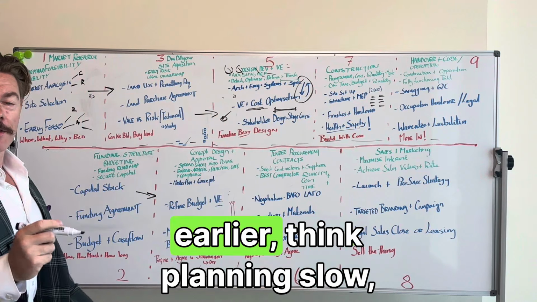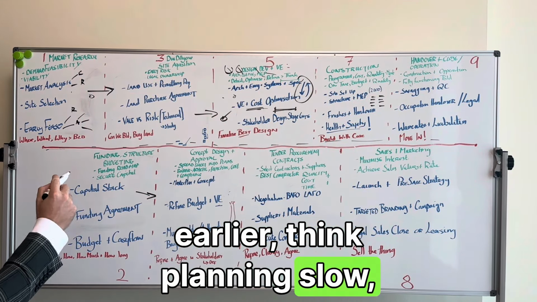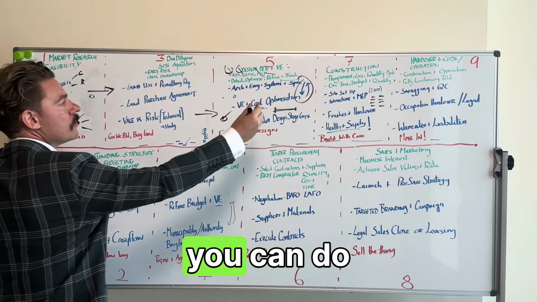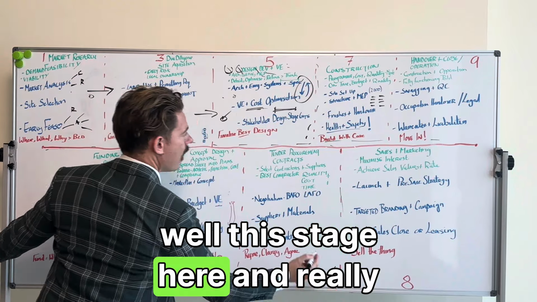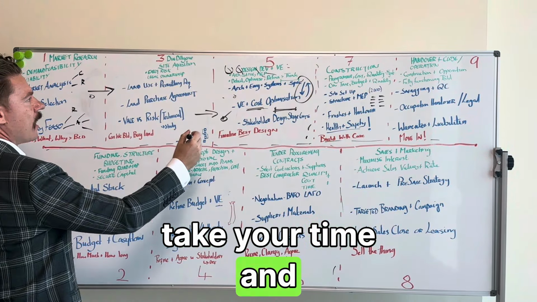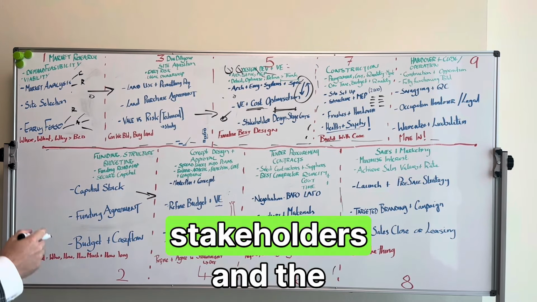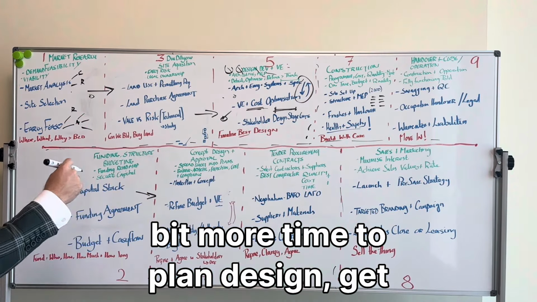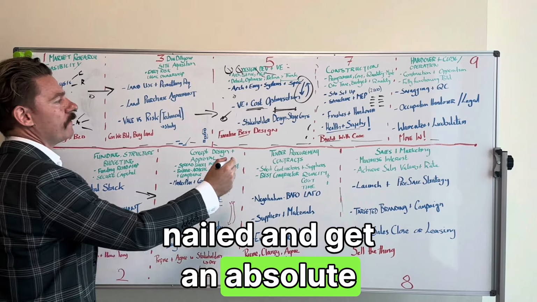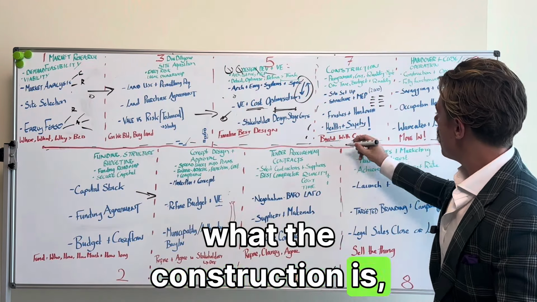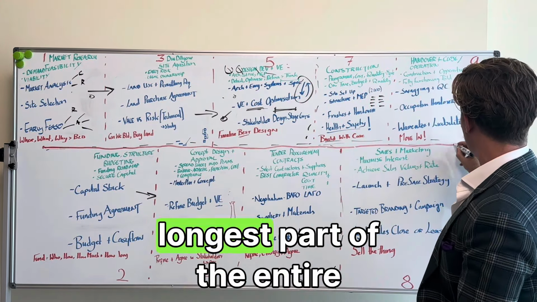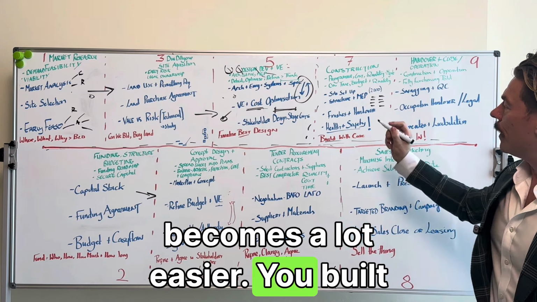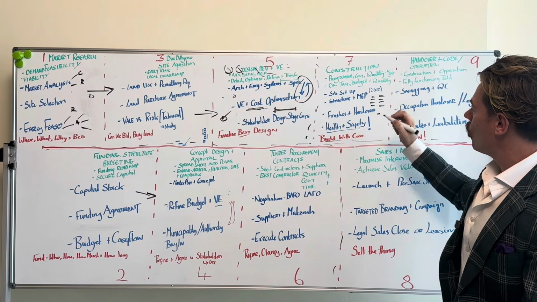And as I said earlier, planning slow, building fast is really where you want to focus. If you can do this stage here and really take your time and get buy-in from the stakeholders and the investors, that if we can have a bit more time to plan, design, get the costs absolutely nailed and get an absolutely fine understanding of what the construction is, this part, which is probably the longest part of the entire process, can take 2 to 3 years. This part becomes a lot easier. You buy yourself time and cost savings here.